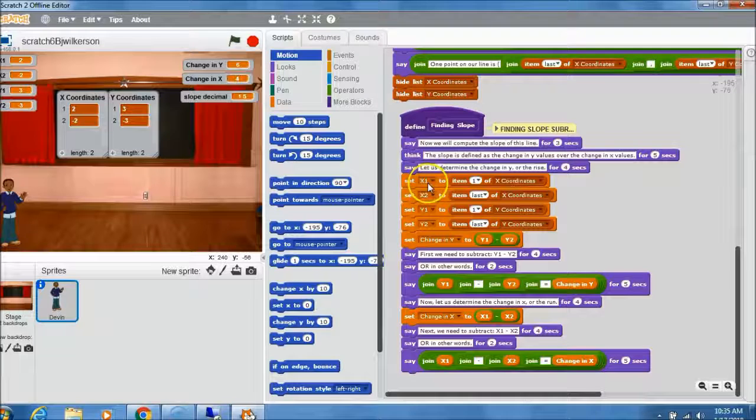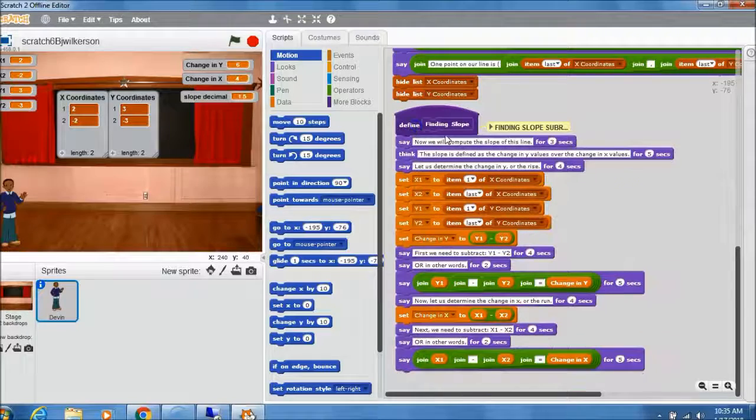So it's going to define and set the values of the variables x1, x2, y1, y2, and then find the change in y by subtracting the y's and telling us what that is, and then finding the change in x, which is x1 minus x2, and telling us what that is. Alright, so that's our finding the slope.